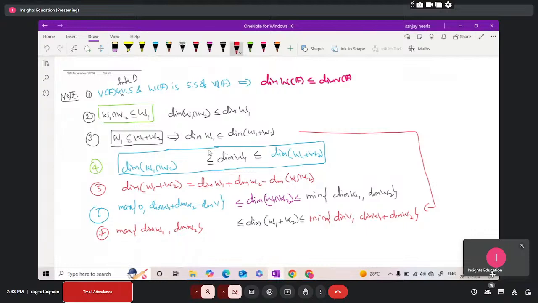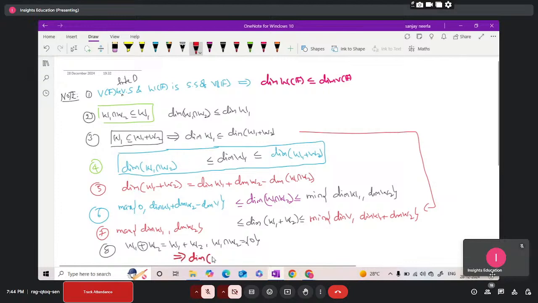Next one, the eighth one is the linear span. Now suppose the direct sum of W1 and W2 is equal, we know that the dimension of W1 plus W2 and W1 intersection W2 must be the single-term set. Now the question is, what about the dimension of the direct sum of W1 and W2?